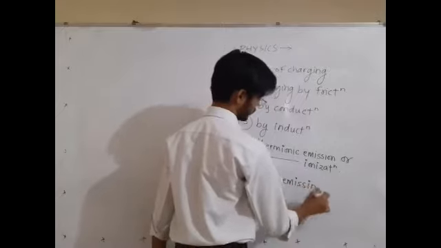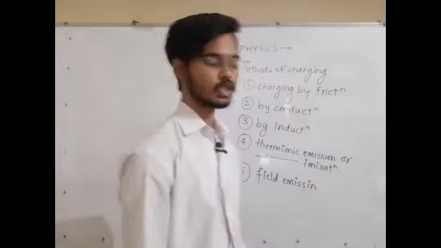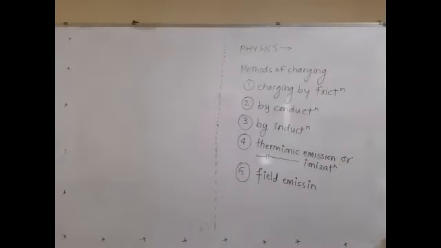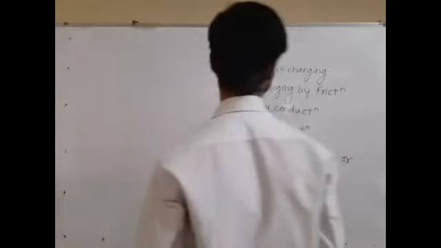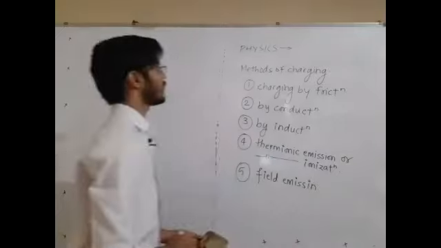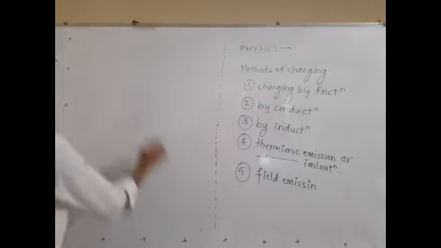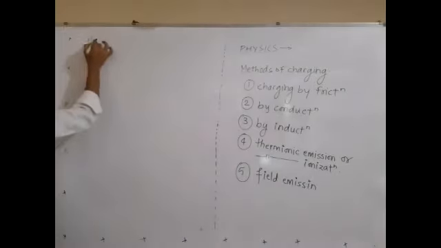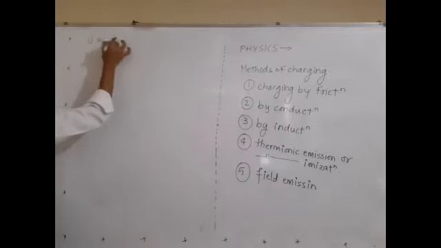Fine, these are the methods by which a body can get charge. Number 1. Okay, let us deal with the methods one by one. Write down: by friction. Charging by friction.